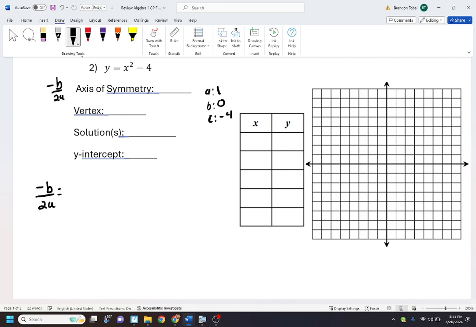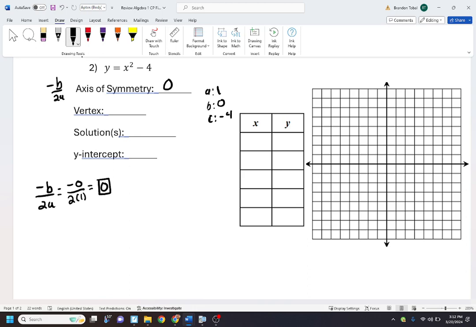B is 0, right? So it's negative 0 over 2 times 1. Reminder, if you have 0 on top of the fraction, it doesn't matter what else happens. What happens with the negative 4? That's the letter C, and that doesn't show up in this equation, so it doesn't show up. So that's going to be 0. So the axis of symmetry is 0.